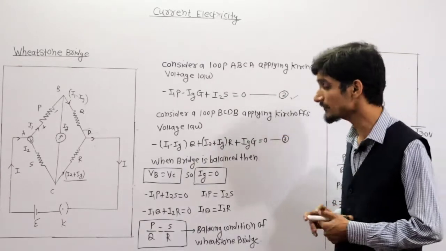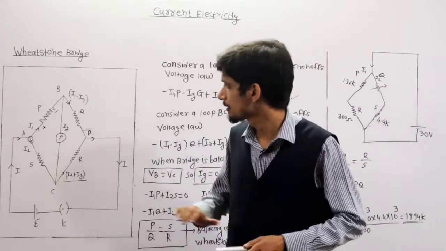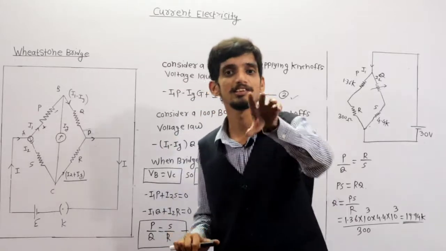Okay. Now the third step: when the bridge is balanced, it means the current flowing through the galvanometer is 0.